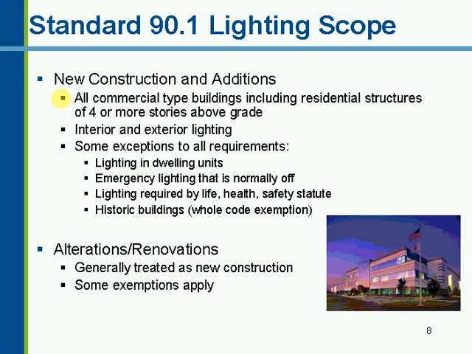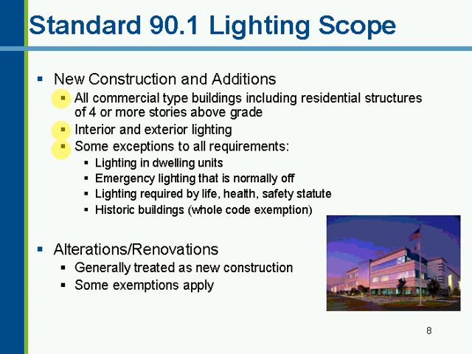The code does cover both interior and exterior lighting, and there are some exceptions to all of these requirements. One of these is lighting within dwelling units. Taking that apartment example, if you have an apartment building that's 4 or more stories, the lighting must be covered. However, if it's within the actual apartment dwelling area itself, it is exempted. Now, this would not include common areas such as hallways, lobbies, common laundry room, common storage areas. Those would all have to comply with the standard, but not the lighting within the dwelling unit itself.